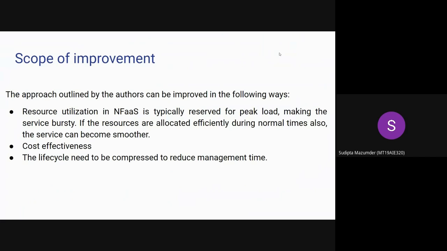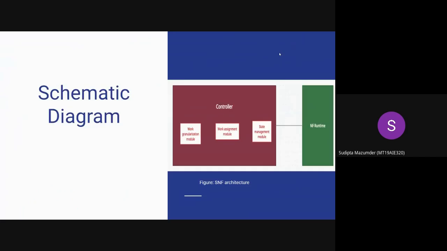much more linear way. Cost effectiveness: since we are spending a lot more time on the network, it increases the cost to the user. This has to be reduced to make it more profitable and user friendly. And thirdly, the life cycle needs to be compressed to reduce the management time.